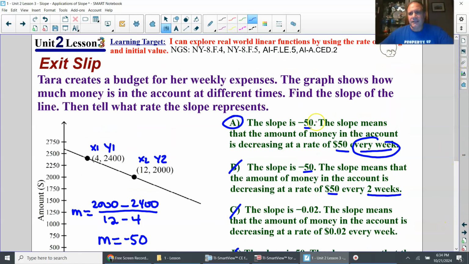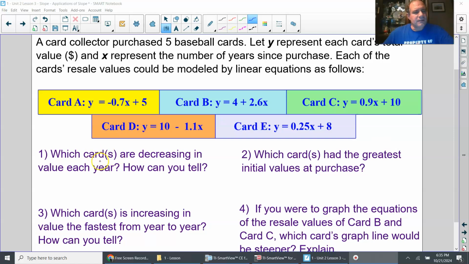All right, that is your exit slip. Just to go back to the card thing, just really quickly, any cards that are decreasing in value have a negative slope. So card A is decreasing in value. Card B is increasing. Card C is increasing. Card D is decreasing, negative slope, and that's basically it. Which cards have the greatest initial values at purchase? This has 5, this has 4, this has 10, this has 10, and this has 8.